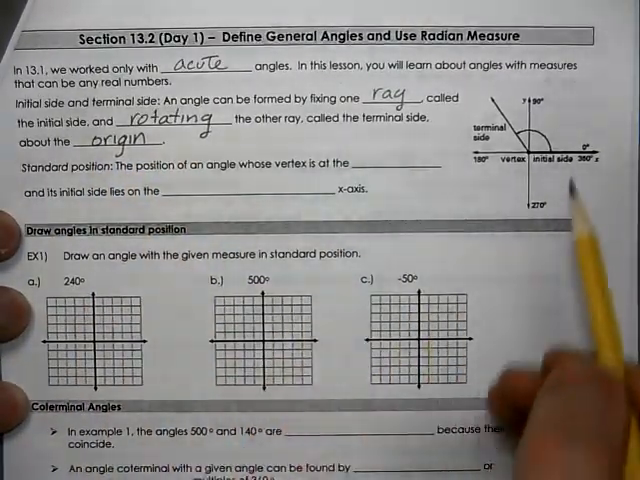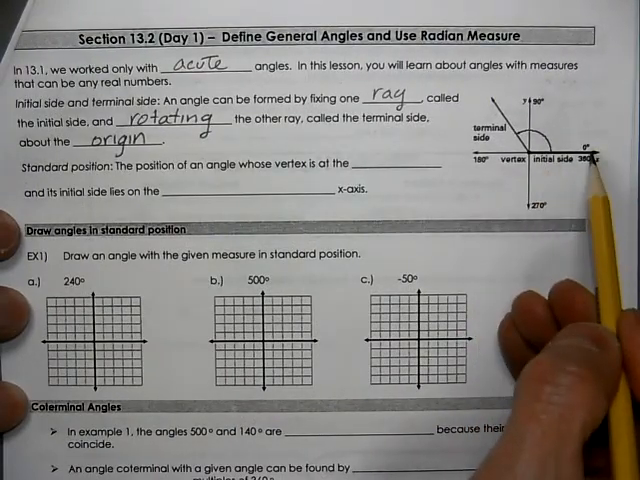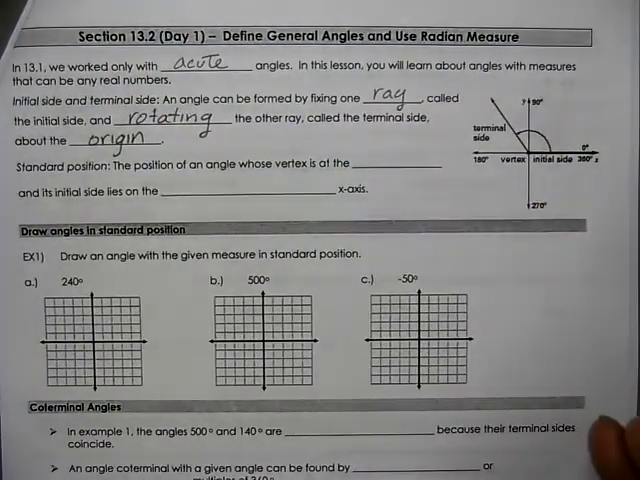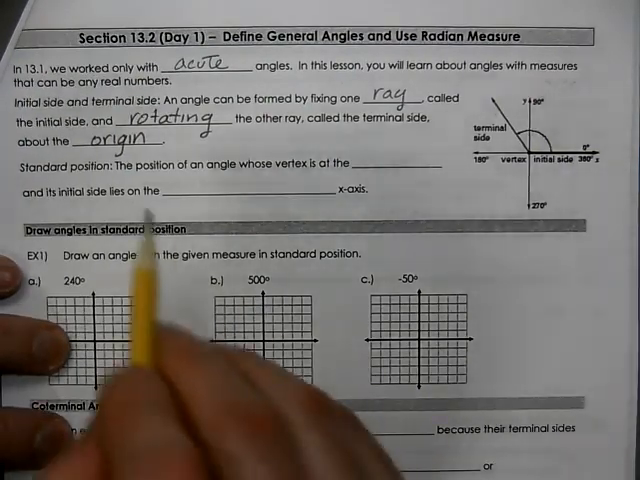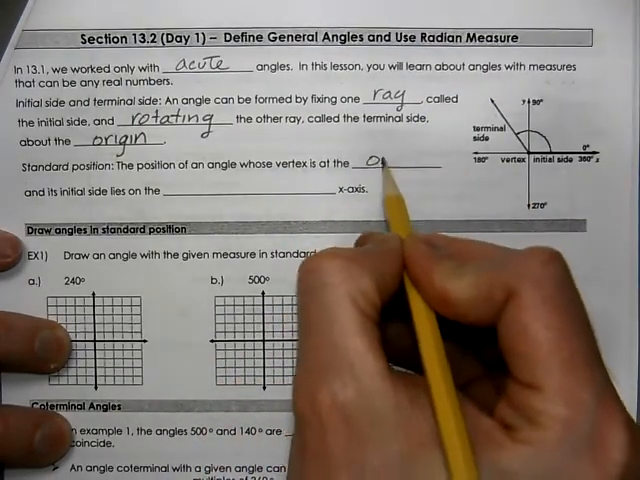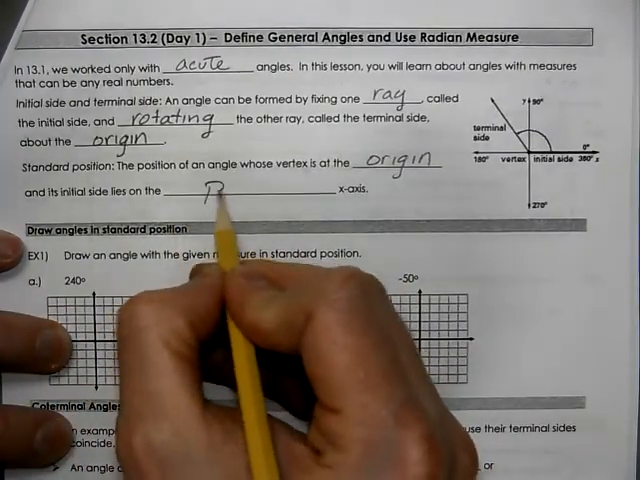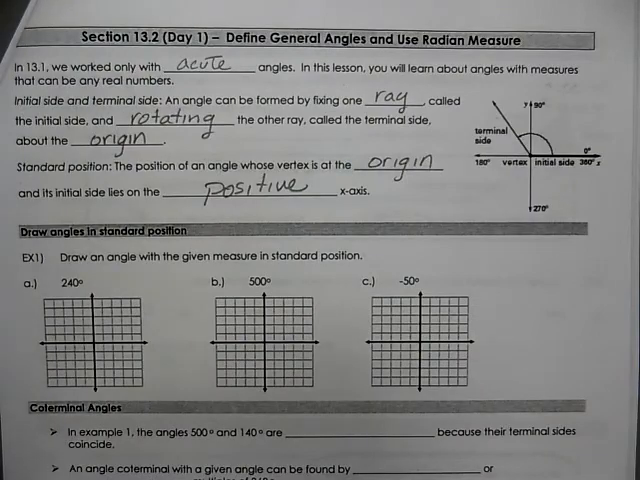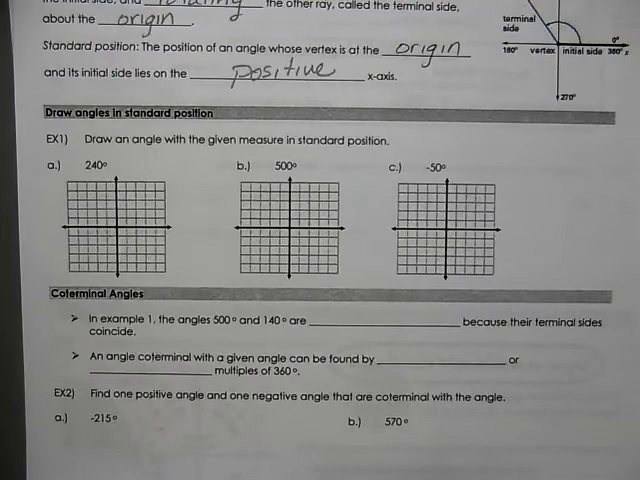This is called standard position. When you have a vertex in the center and you have a side down the positive x-axis, that's called standard position. In geometry, you may have graphed polygons in standard position. The standard position of an angle has its vertex at the origin, and the initial side is on the positive x-axis. So we're going to try to graph some of these.